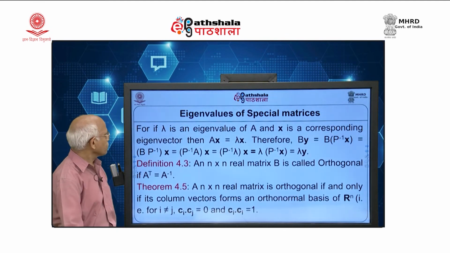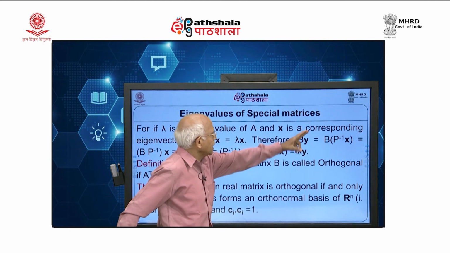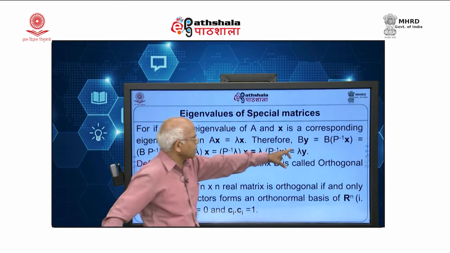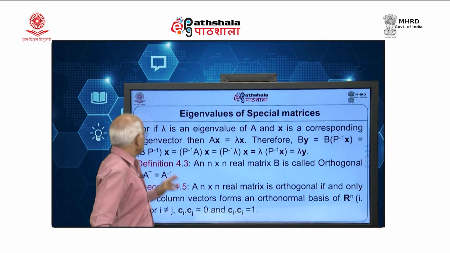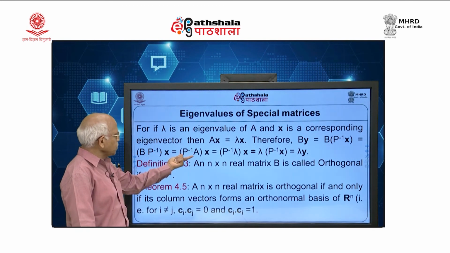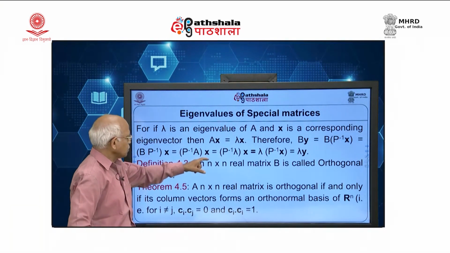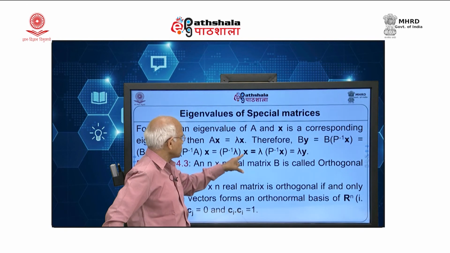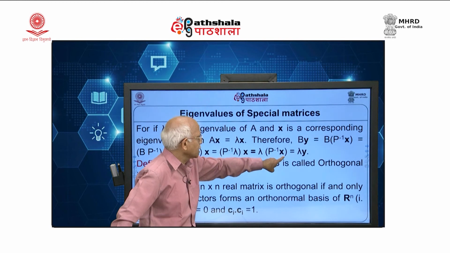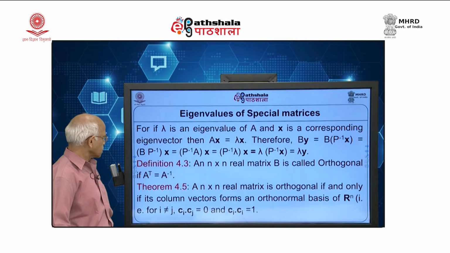And you can see here that if lambda is an eigenvalue of A and x bar is a corresponding eigenvector, then A x bar will be equal to lambda x bar, and therefore B y bar will be equal to B into P inverse x bar. But B P inverse is the same as P inverse A, because B equals P inverse A P. So, therefore, P inverse A x bar. Now, this will be P inverse lambda x bar. So, I can say lambda outside and P inverse x bar, and that is lambda y bar. So, therefore, we get the simple proof of this result.